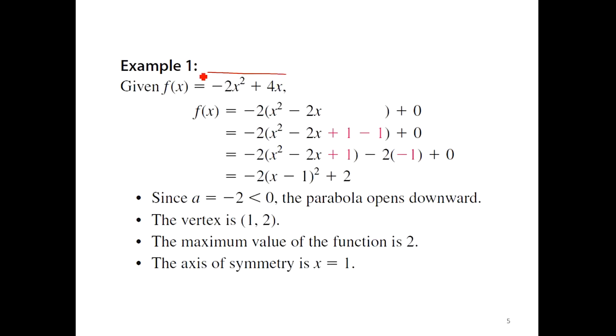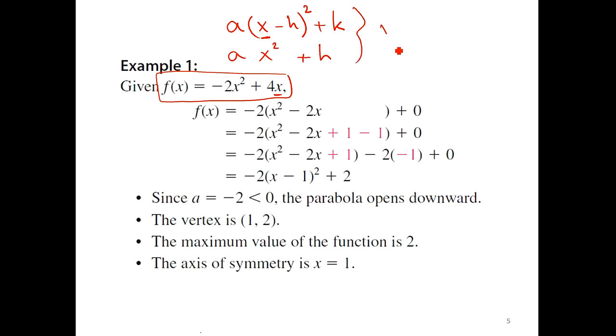Example, look at this function. This is not in vertex form. Why? Vertex form is in this form, a(x minus h) squared plus k. Okay, so in the vertex form we cannot find x squared together with x. In vertex form we have x inside brackets all to the power of square, or we have x squared only without x. Okay, this is the vertex form. But if we have x squared and x, this is not vertex form.